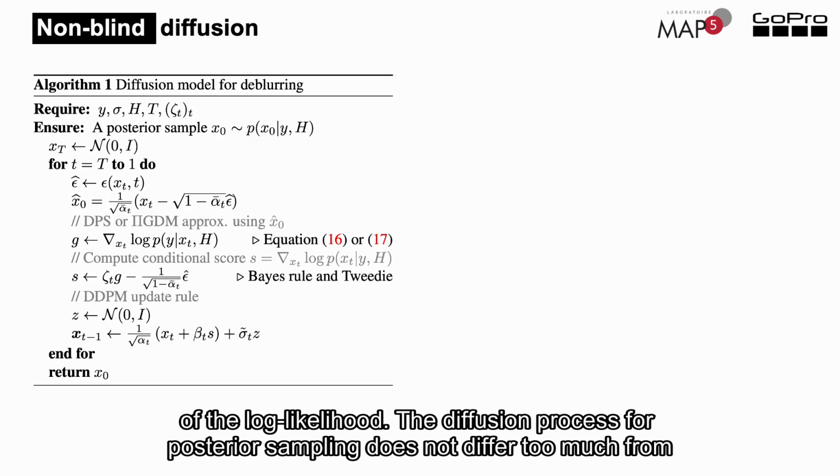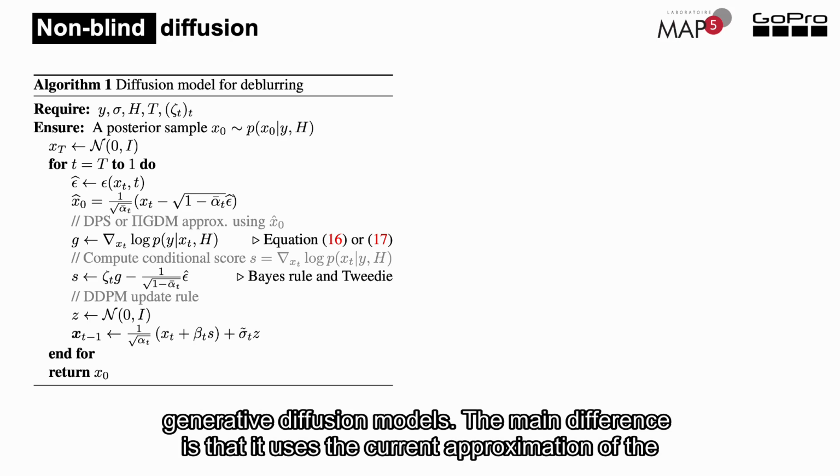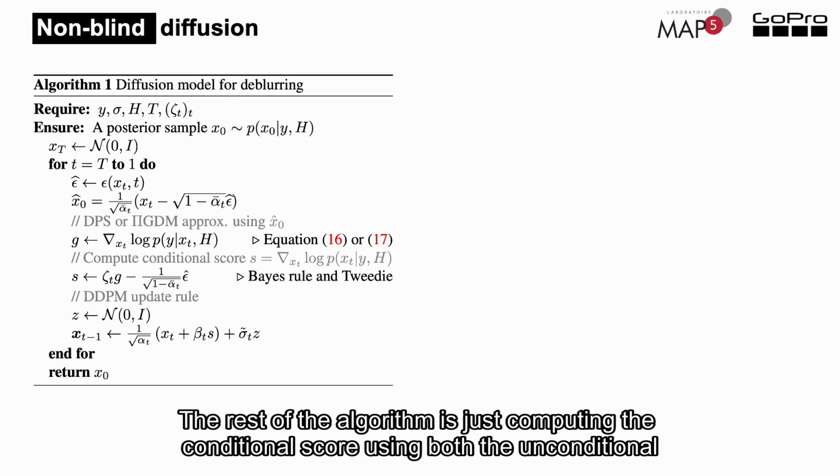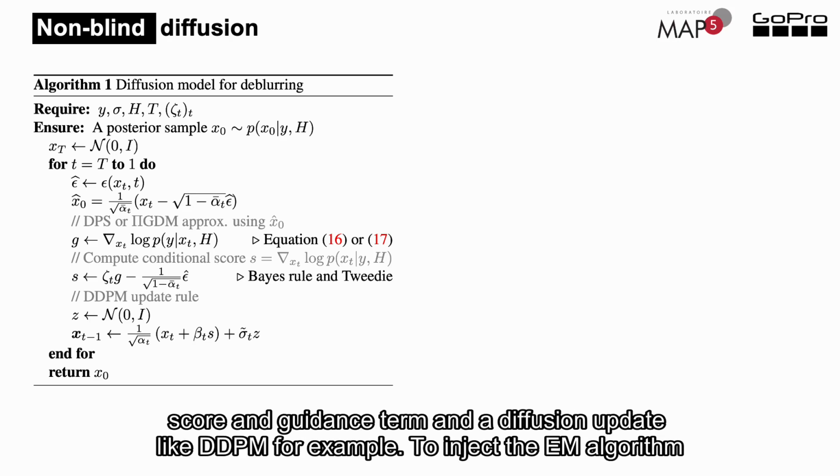The diffusion process for posterior sampling does not differ too much from generative diffusion models. The main difference is that it uses the current approximation of the denoised xt, which corresponds to x0 hat in our algorithm, to compute the guidance term. The rest of the algorithm is just computing the conditional score using both the unconditional score and the guidance term, and a diffusion update, like DDPM for example.